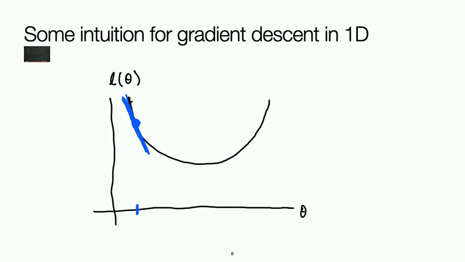Which means that at this point I would have a negative derivative. If I'm doing gradient descent, where I move in the negative direction of the gradient, or the negative direction of the derivative, and my derivative is negative, that means I'm moving in the positive direction. Negative, negative. So that means I move theta in the positive direction.